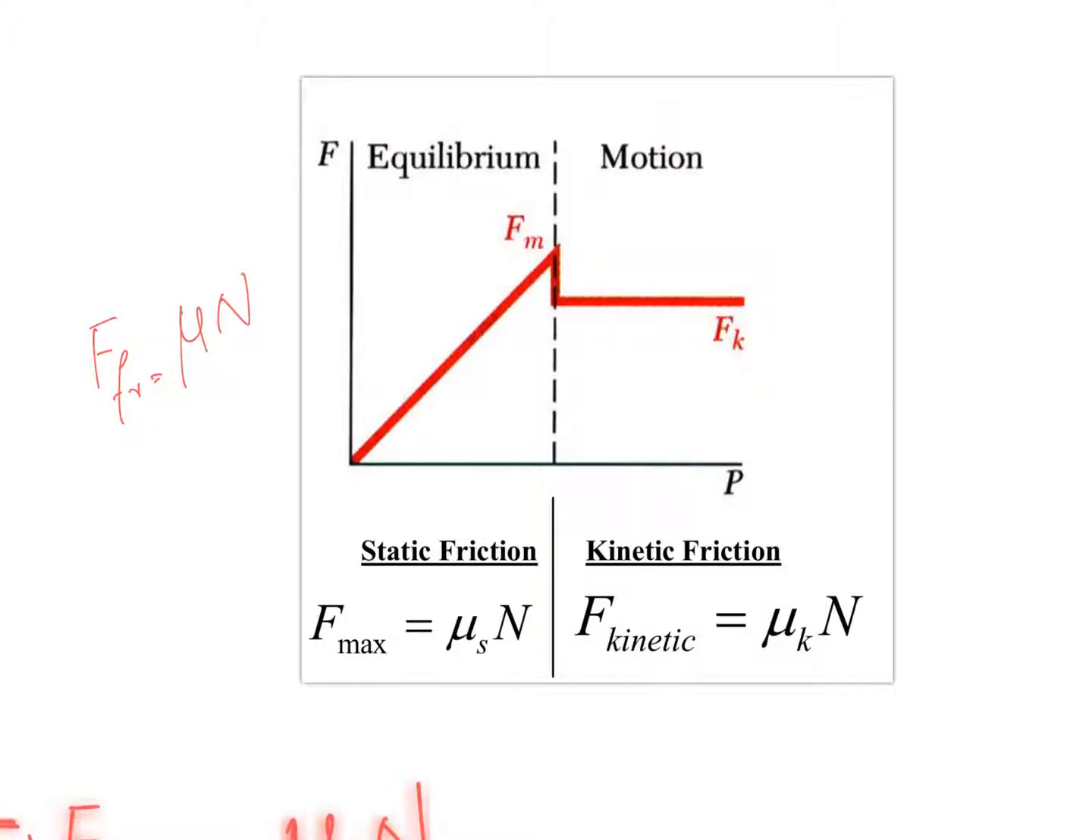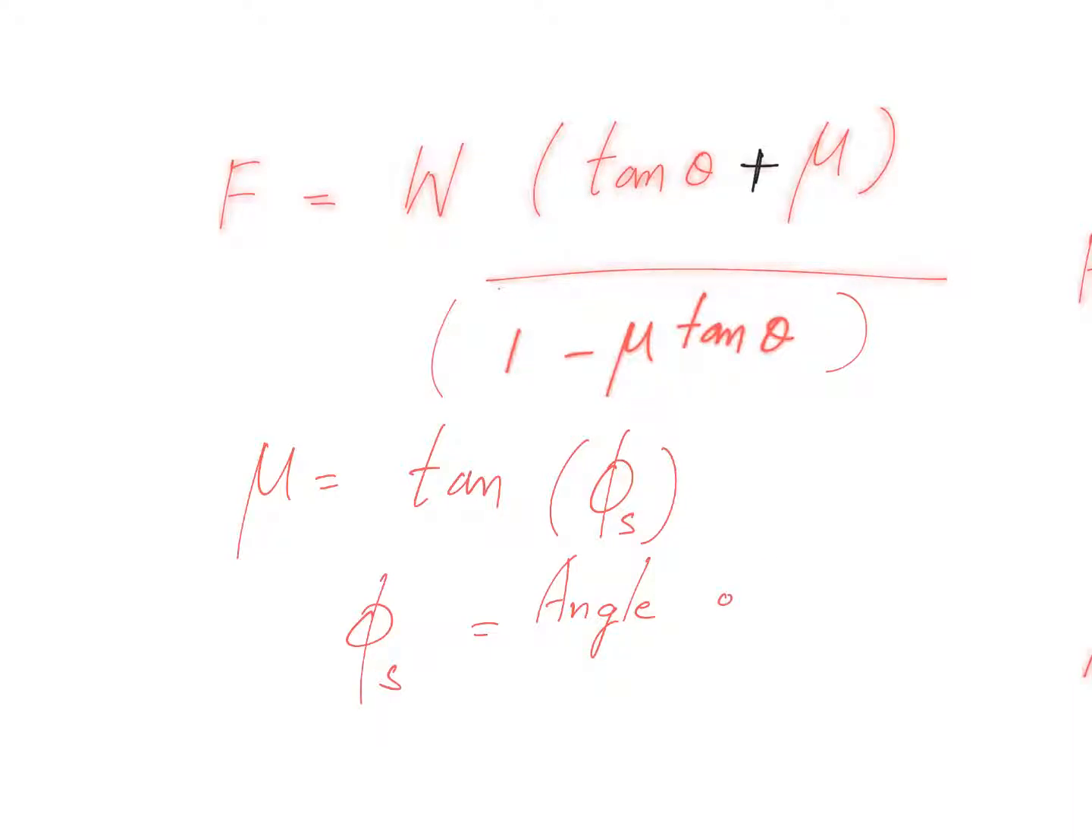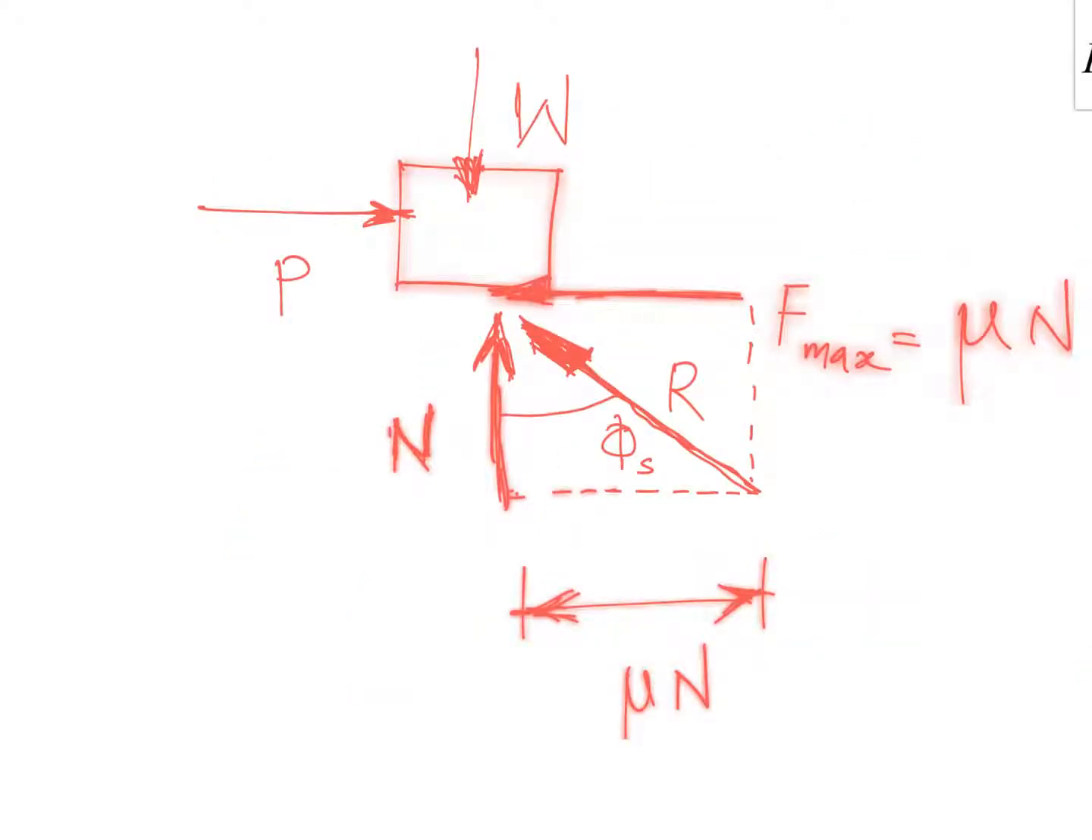Make sense? Now let's go back to the equation and make a very important substitution. So we arrived at this expression from a lot of calculation. Now let's substitute mu as tan phi s, where phi s is your angle of friction. If you wonder how this expression came, let's think about it on your own and then come back.